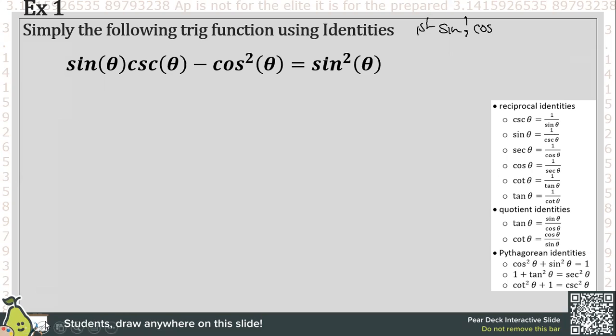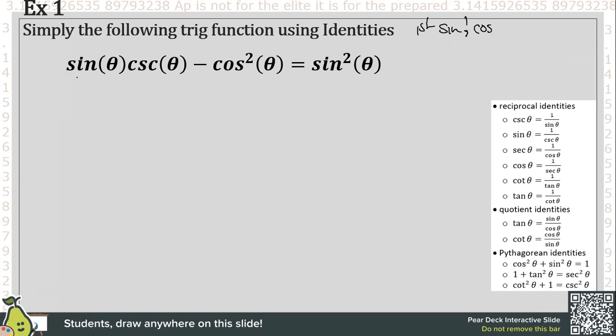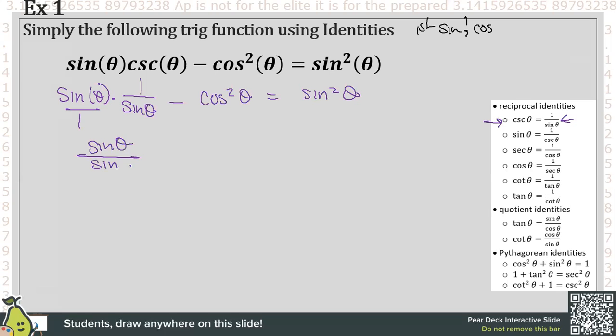So let's go ahead and use a different color. Purple sounds great. So in this case, sine is already sine, so I'm going to leave it as it is. Sine of theta times cosecant. Cosecant is the reciprocal of sine, so it's going to be 1 over sine of theta, minus cosine squared theta. It's already a cosine, I'm not going to mess with it, is equal to sine squared theta. We have here sine on the numerator, right? Sine on top and sine in the denominator. So when you multiply this, guys, you have sine of theta divided by sine of theta minus cosine squared theta.